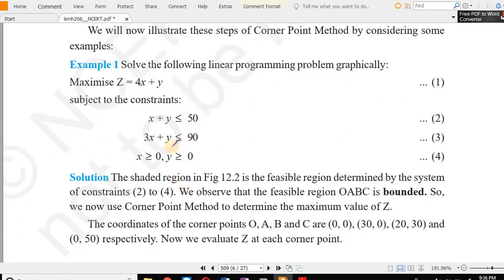Alright, example 1. Solve the following linear programming problem graphically. Maximize this objective function subject to these constraints. In this case, to graph these constraints is rather straightforward. We have x greater than or equal to 0, y greater than or equal to 0, so we're always having the positive quadrant. If we use the intercept method I mentioned before, for this constraint the x-intercept is 50, the y-intercept is 50. For this constraint the x-intercept is 30, and the y-intercept is 90.